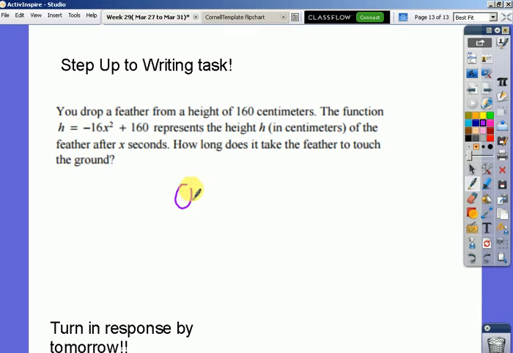When you explain that process to me, that's the point of step up to writing, right? It's to be able to communicate to me that you know actually what to do. Because we've sort of fostered this idea that I'll tell you what to do and you memorize the process. No, you need to learn how to tell me what you're doing so that I know you have a concrete understanding of the concepts. That you understand that 0 means that the height is 0, which in turn means that it's on the ground. So 0 equals negative 16x squared plus 160.